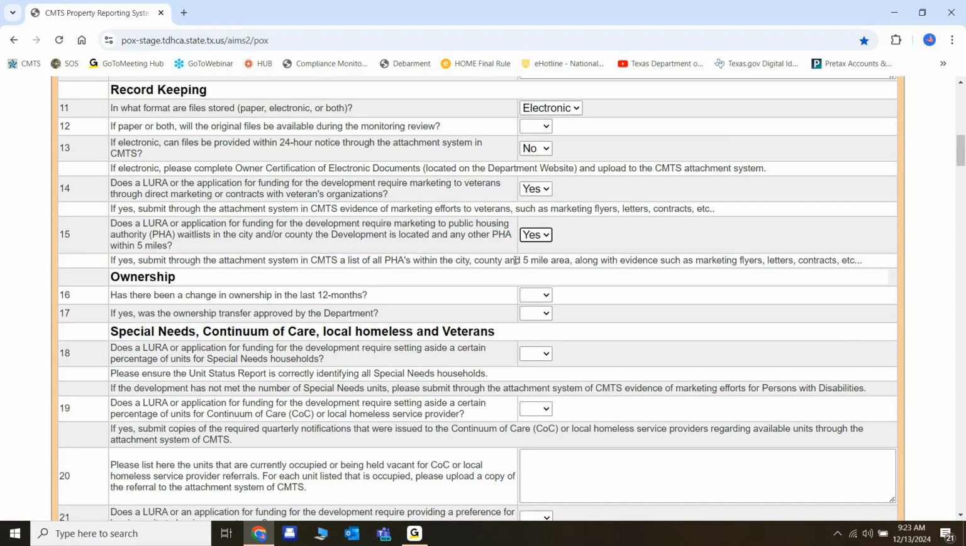But if your land use restriction agreement or your application does not say that you have this requirement, you're going to say no, and you have nothing that you need to attach to CMTS, and you're going to move on.